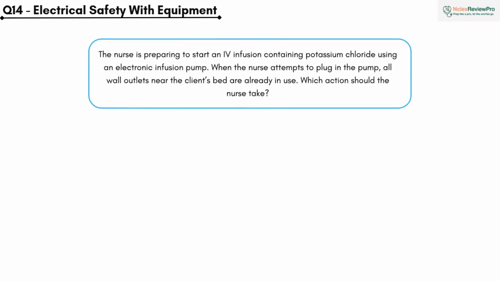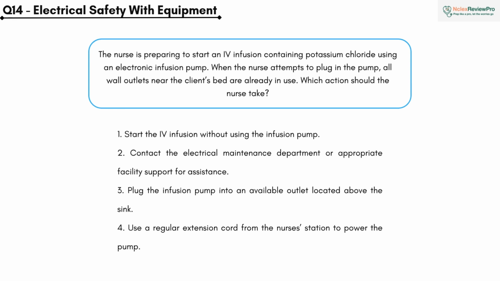Clinical scenario. The nurse is preparing to start an IV infusion containing potassium chloride using an electronic infusion pump. When the nurse attempts to plug in the pump, all wall outlets near the client's bed are already in use. And the question is asking, which action should the nurse take? The options are, Option 1, start the IV infusion without using the infusion pump.